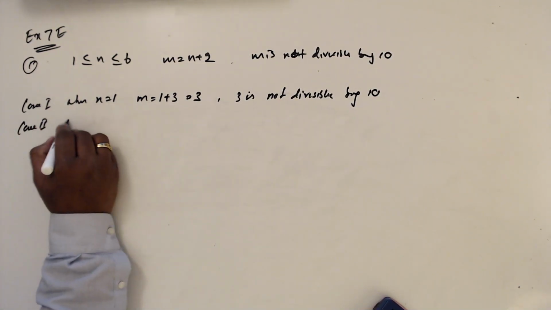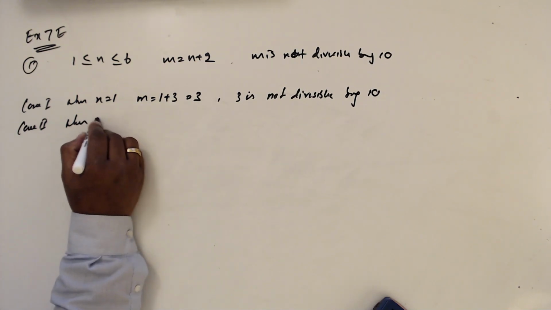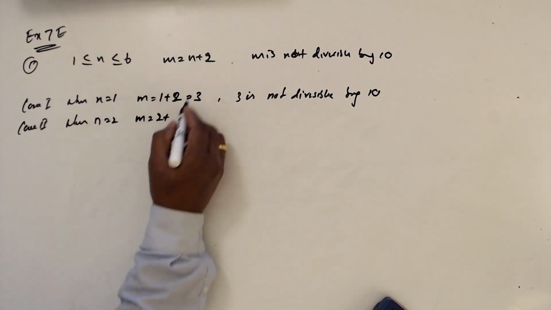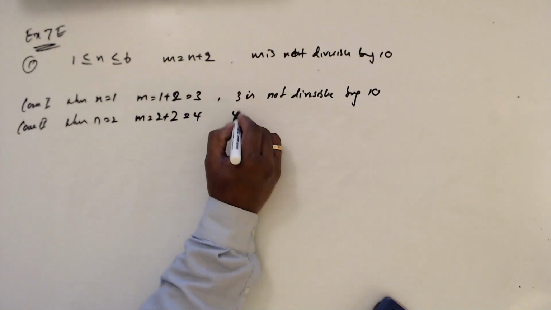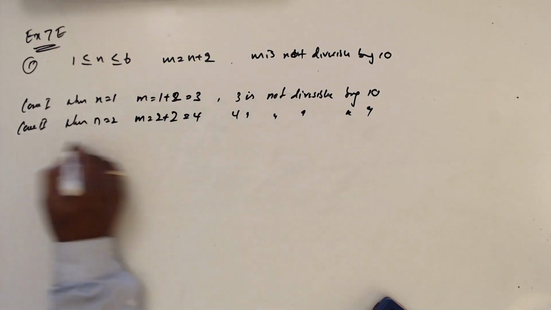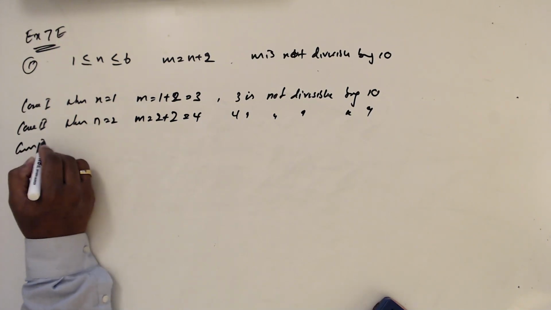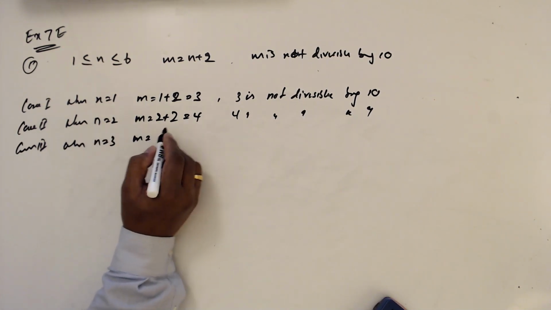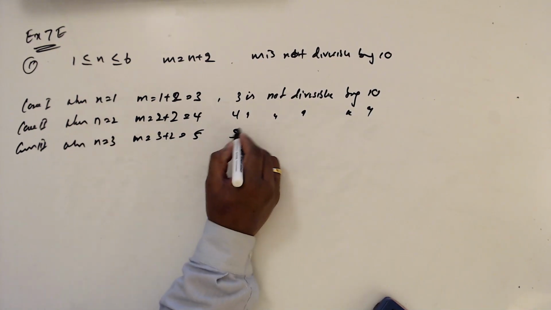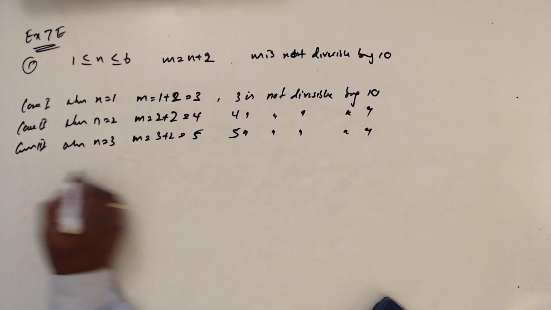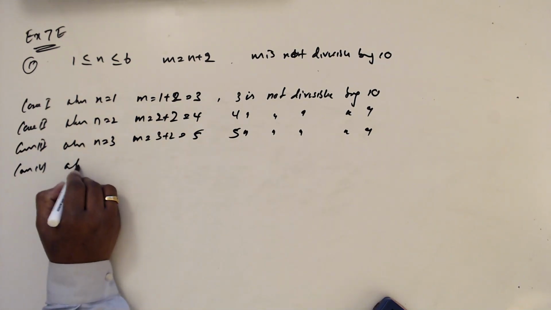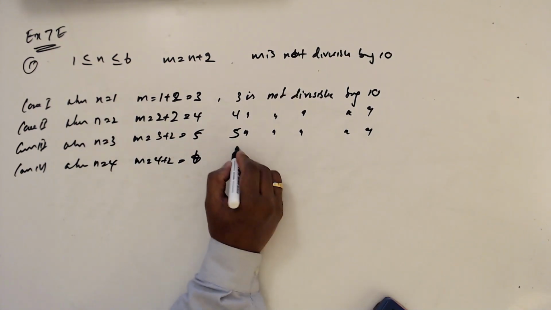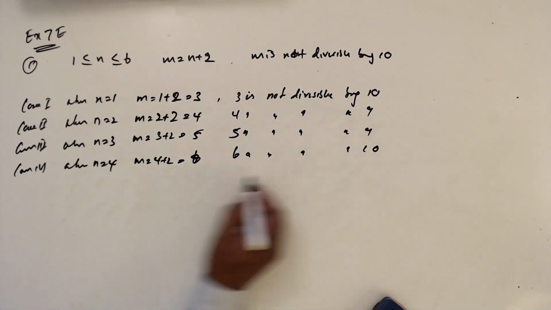Case 2, when n equals 2, m equals 2 plus 2, 4. 4 is not divisible by 10. Case 3, when n equals 3, m equals 3 plus 2 equals 5. 5 is not divisible by 10. Case 4, when n equals 4, m equals 4 plus 2 equals 6. 6 is not divisible by 10.